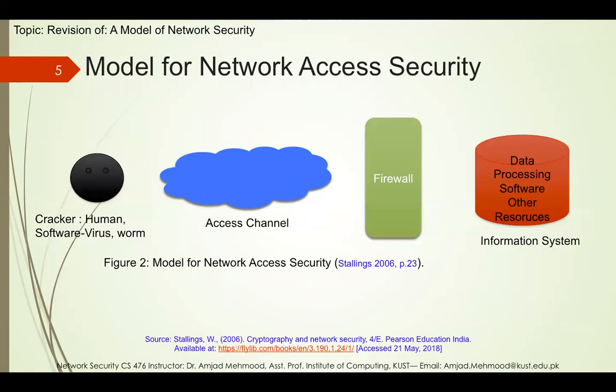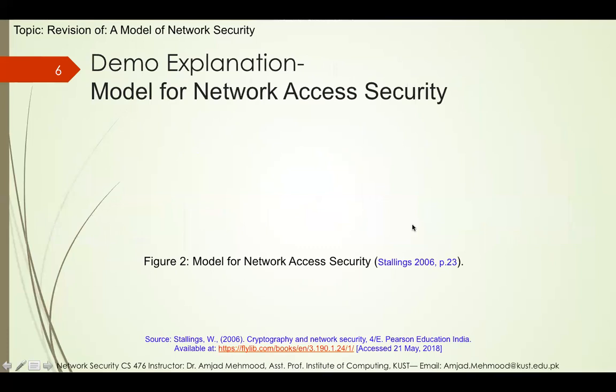This was another model, for network access security. In this model, we had discussed that if an intruder gets access over the access channel, which reaches the firewall, but as he's a cracker, he will not be able to answer the question of the firewall, so he will not get access to the information system.